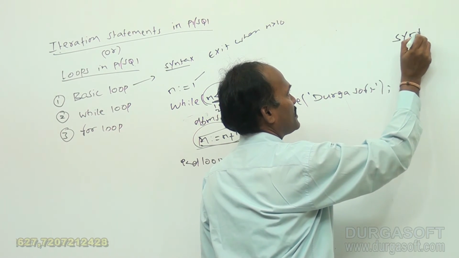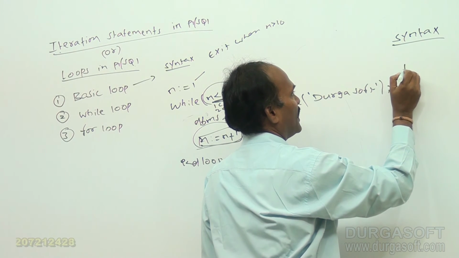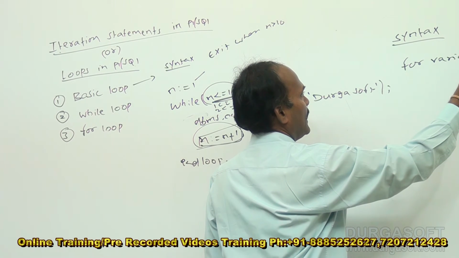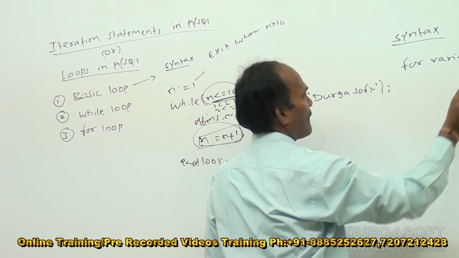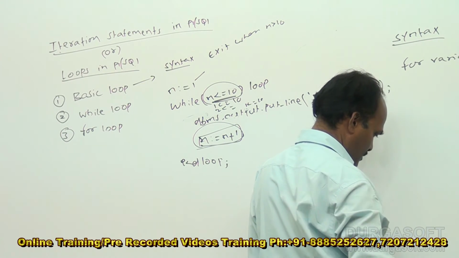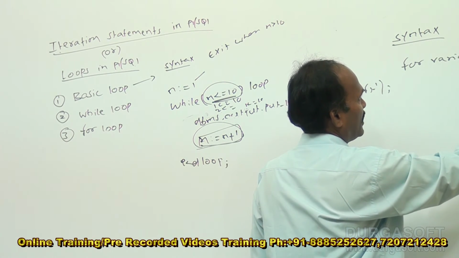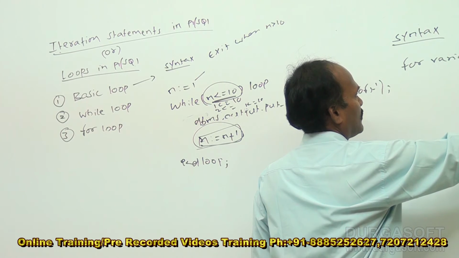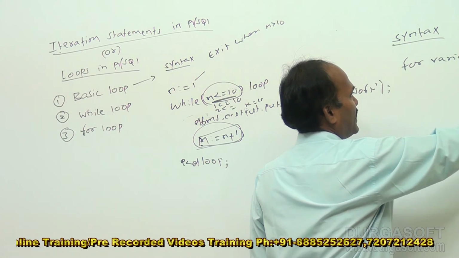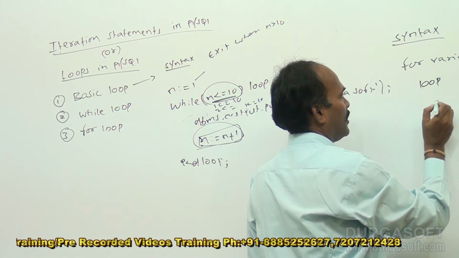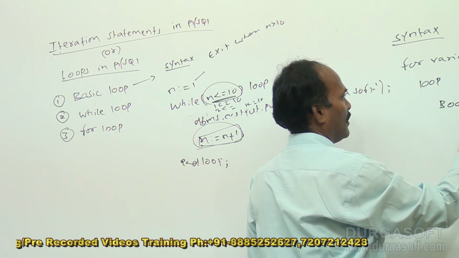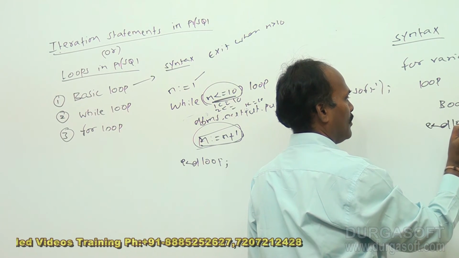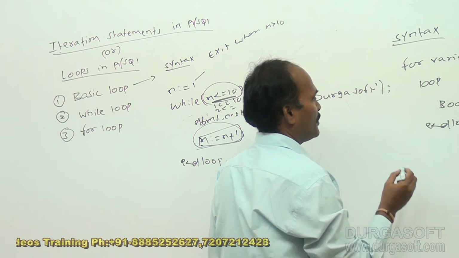Syntax of the for loop. First I will write the syntax. For variable in range 1 to range 2, with two dots in between, write loop, the body of the loop, and end loop.